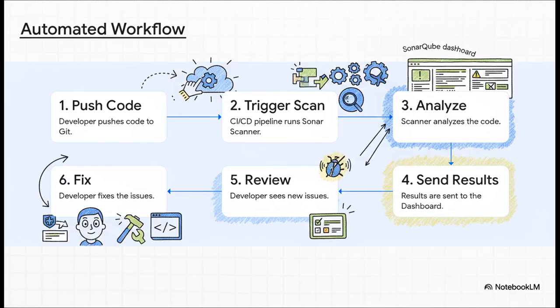The whole process is beautifully automated. A developer pushes their code to Git, that push automatically kicks off a CI/CD pipeline, which in turn runs the Sonar scanner. The scanner analyzes the code, then sends its report over to the SonarQube dashboard. The developer immediately sees any new issues, fixes them, and pushes again. It creates this really powerful continuous feedback loop.